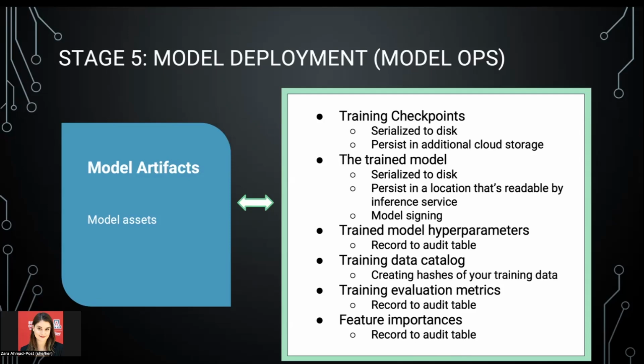And then we also want to make sure that we record our feature importances. Those need to be recorded to our audit table also. This is going to help you understand if a particular feature or another is overly weighted or underweighted, or if it's being attacked or exploited by attackers, those kinds of things.